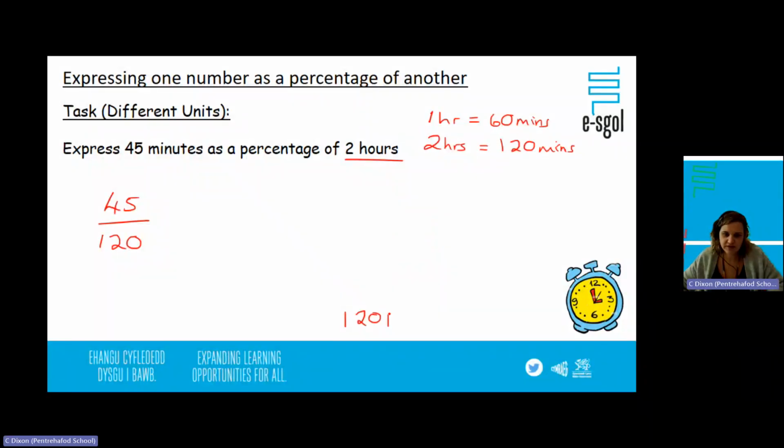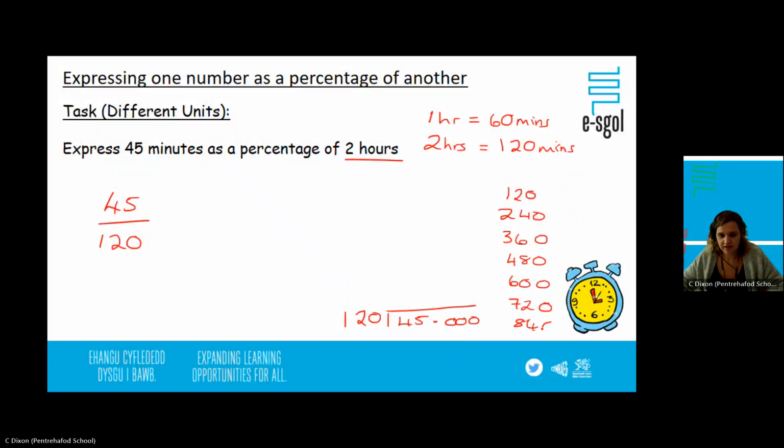So I'm going to have 120 on the outside, 45 underneath the bus stop, and then a few zeros to help me as I go along. So the 120 times table can be obviously very similar to the 12. So you can use your 12 times table to help you write them down. So 120, 240, 360, 480, 600, 720, 840, and 960. Okay, so those are ones we're going to use.